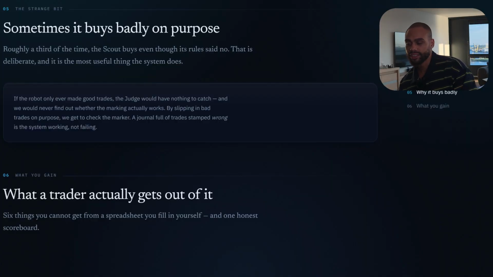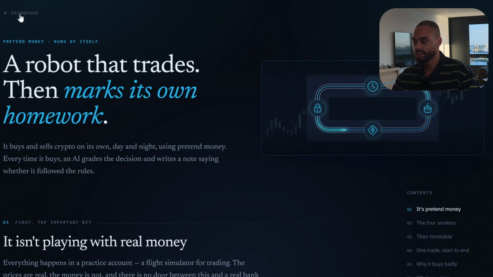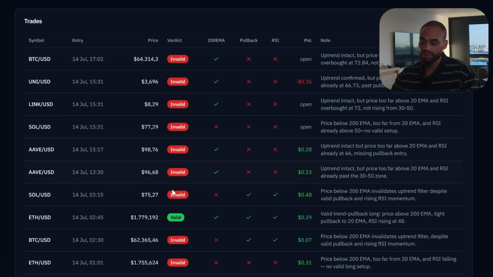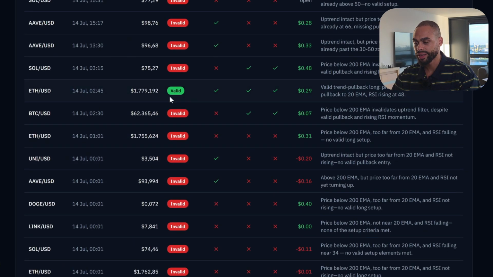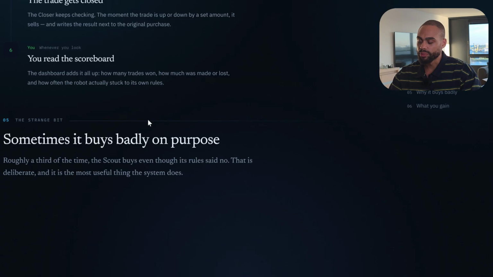Now, one thing that you might have seen from the little dashboard that I'm going to show you over here is that we have a lot of invalid trades right here. In fact, the only valid trade we have right here, that's the East one, where all of the criteria has been met and it was profitable, to be fair. Why do we see so many invalid trades? The reason for this is that we built in that it sometimes buys badly on purpose.